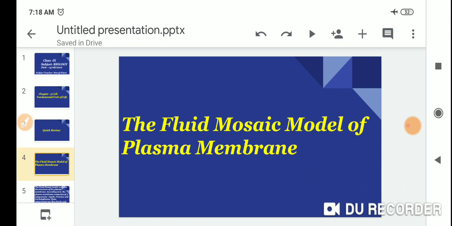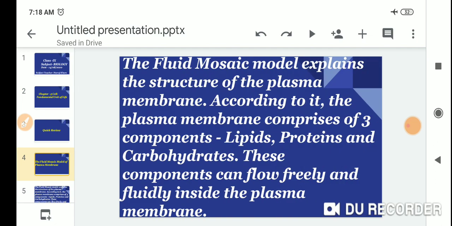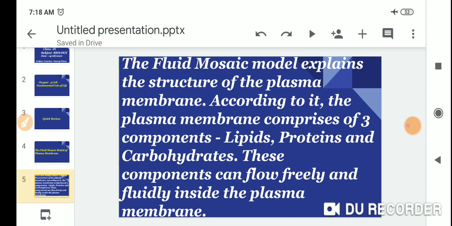The fluid mosaic model of the plasma membrane. The fluid mosaic model explains the structure of the plasma membrane. According to it, the plasma membrane is composed of three components: lipids, proteins, and carbohydrates. These components can flow freely and fluidly inside the plasma membrane.